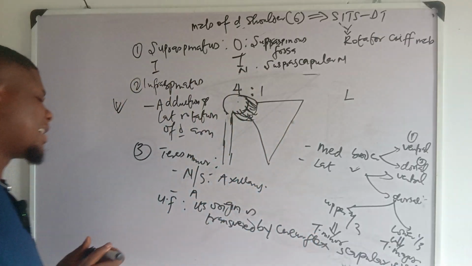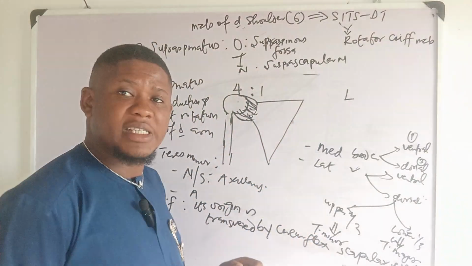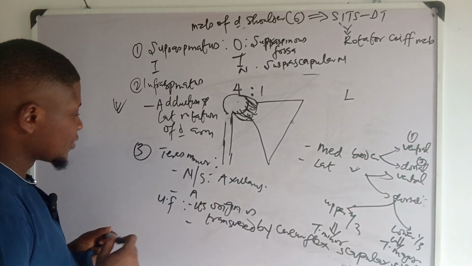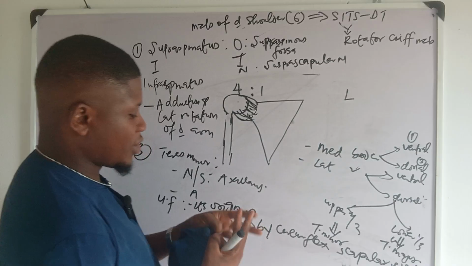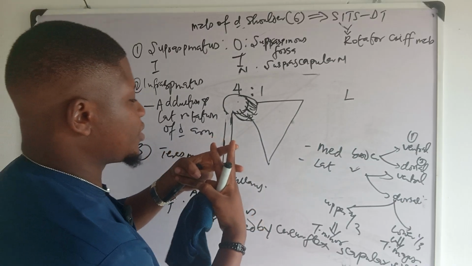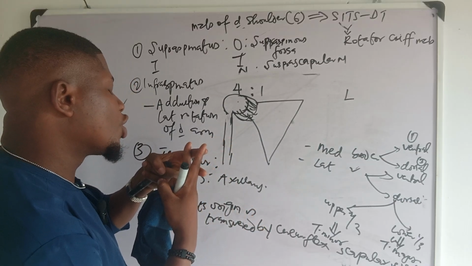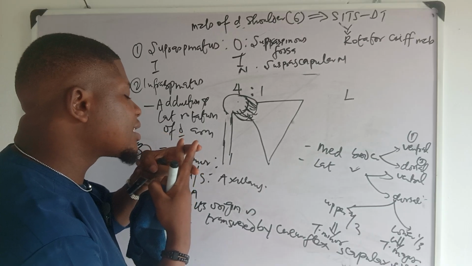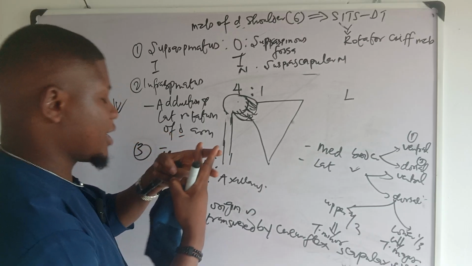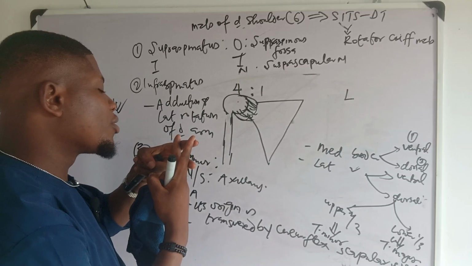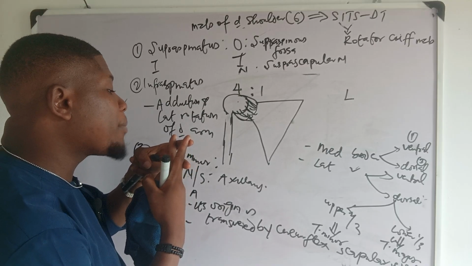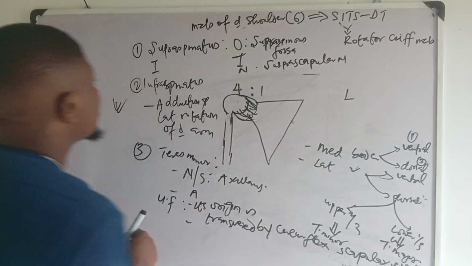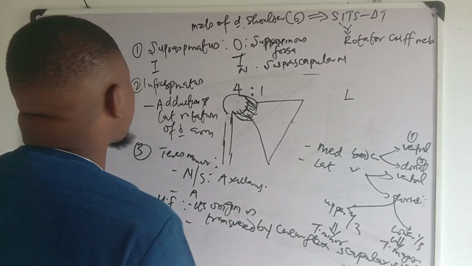Or you say its origin is interrupted by a circumflex scapular vessel. Then another unique feature of this teres minor, the one with the axillary space, is that it forms the upper border of the quadrangular space and the upper triangular space. So that is all about this teres minor.